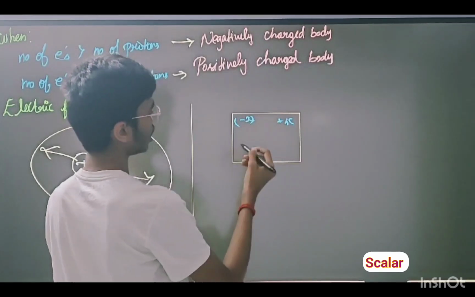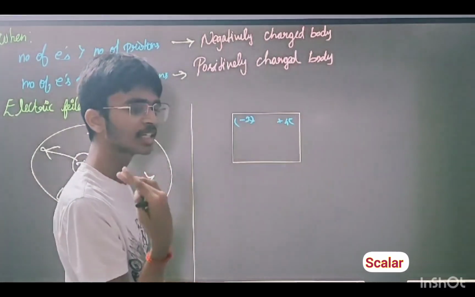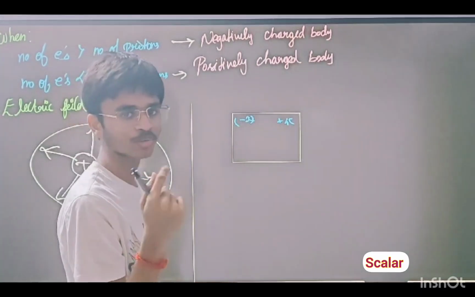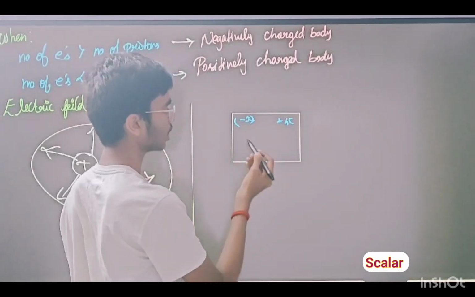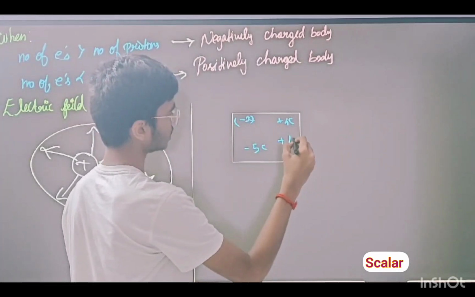The SI unit of charge is going to be coulomb. We will be studying about stat coulomb, and about all types of coulombs. There are 2 types of coulombs, and the MKS unit we are going to study. Then here is minus 5 coulomb. Here is going to be plus 10 coulomb.